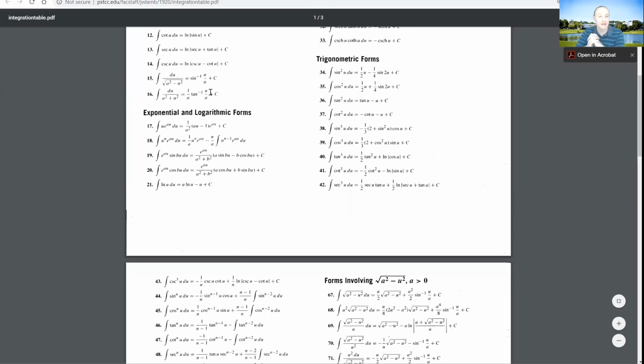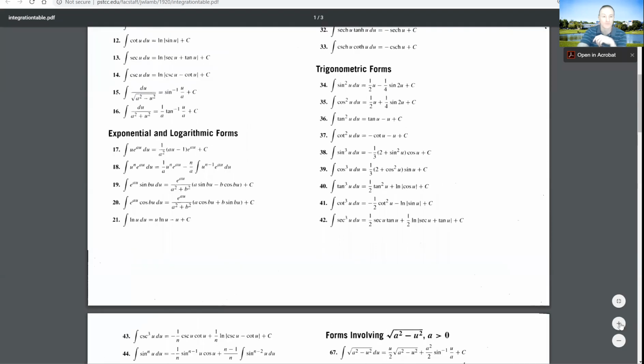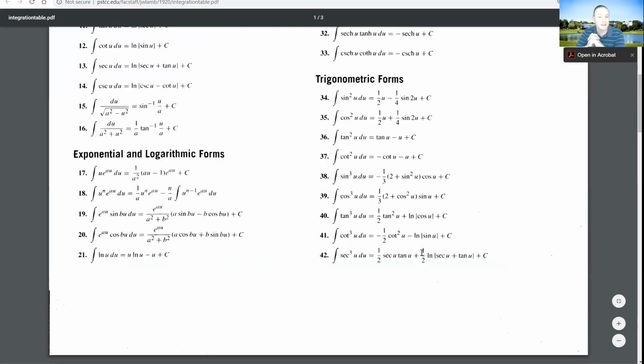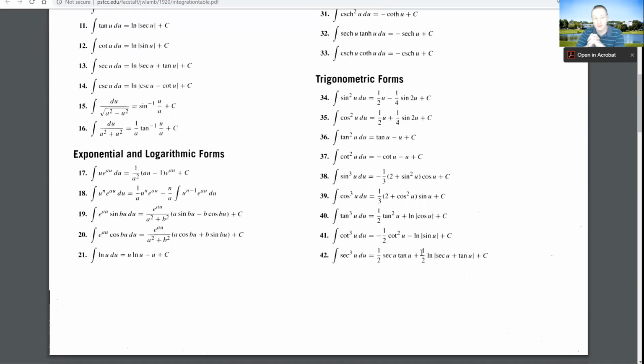It says the integral of du over a squared plus u squared is 1 over a inverse tangent u over a plus c.